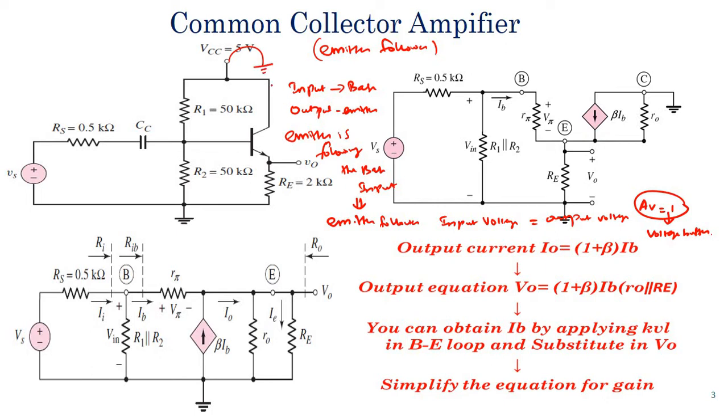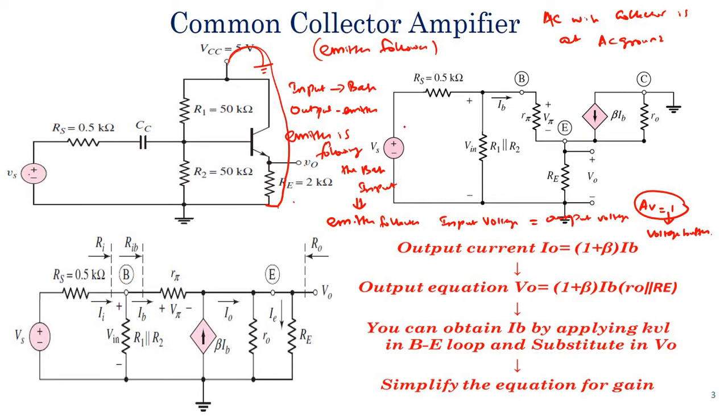If you consider AC wise, the collector terminal should be considered grounded. If this terminal is grounded, the input is with respect to the collector terminal and the output is taken with respect to the collector terminal. That's why AC wise the collector is at AC ground, and that's why it is called a common collector amplifier.